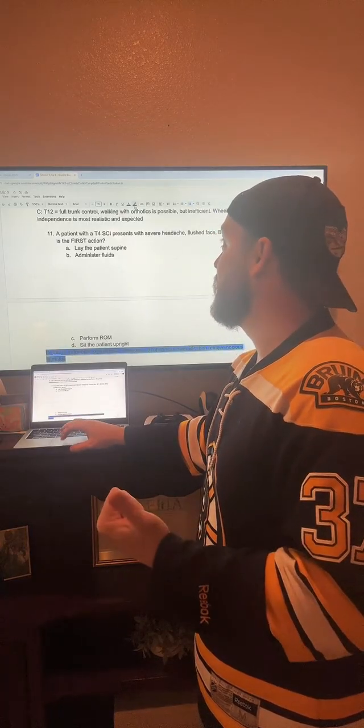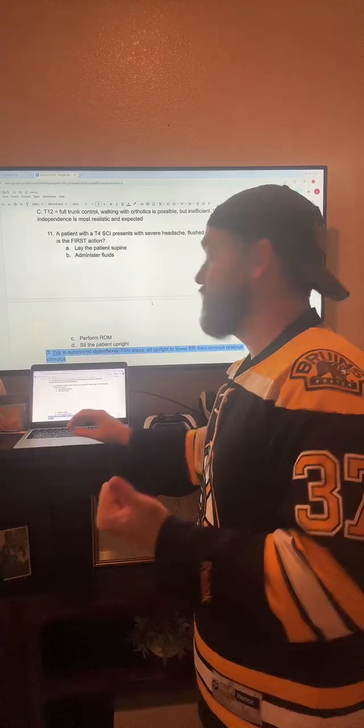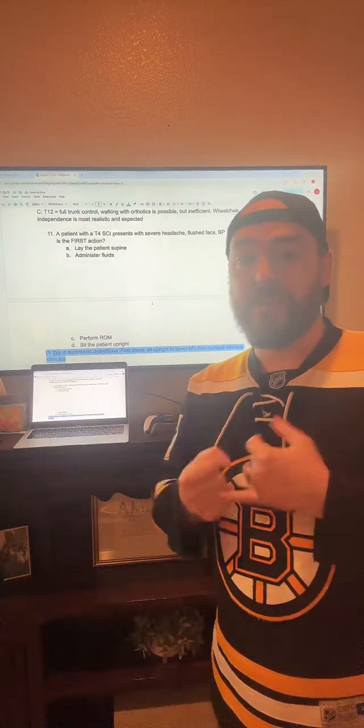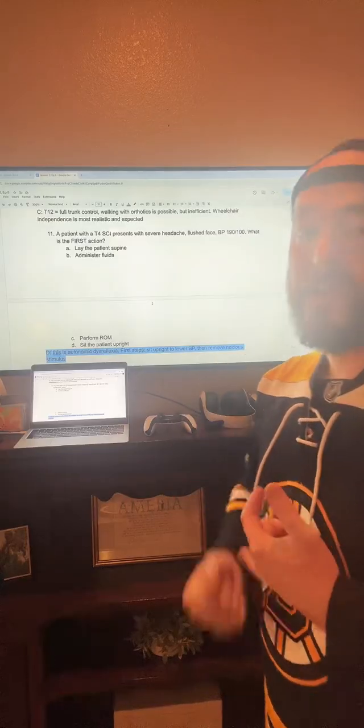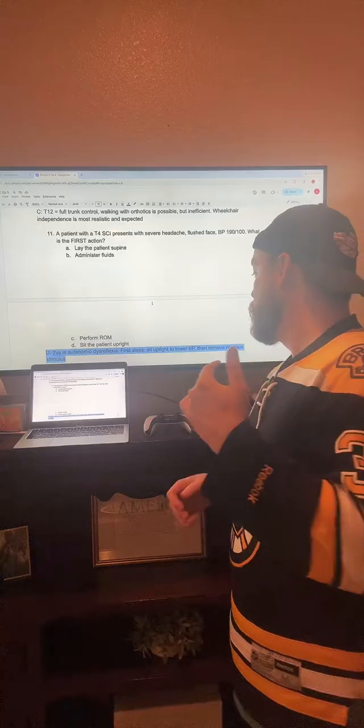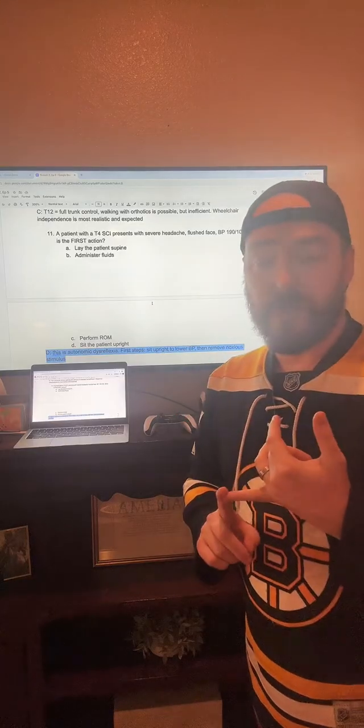So this is autonomic dysreflexia, right? Your first step, always, if you're suspecting autonomic dysreflexia, is get the patient vertical, get them upright. Then you can look for the noxious stimulus, right?